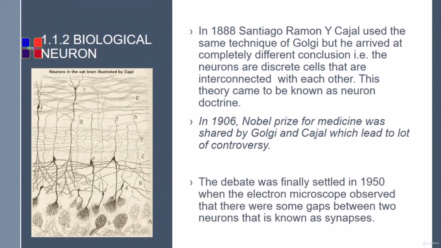It was finally settled in 1950 with the invention of the electron microscope, and then it was observed that there is a small gap between two brain cells, and that is known as synapses. And today we know that yes, the brain cells are discrete cells, they are interconnected, they are networked, and this is where we come to the current understanding of neurons.